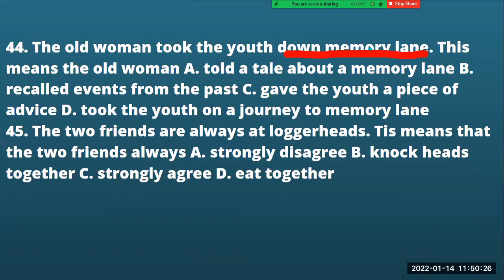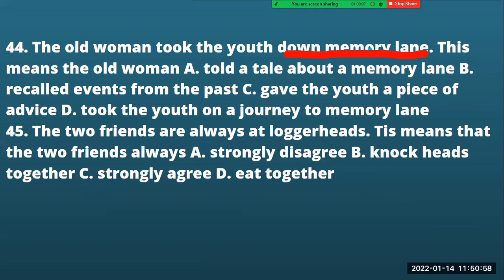It has to do with a journey you embark on in your memory. It is a mental journey, not a physical one. When you go down memory lane, it means you are revisiting your past experiences, things that happened in the past. When you recollect them, you are going down memory lane.